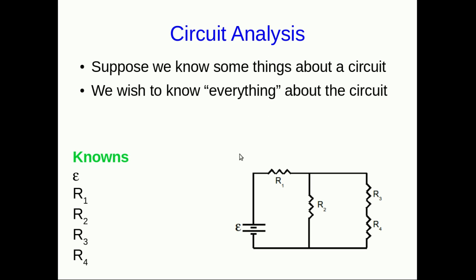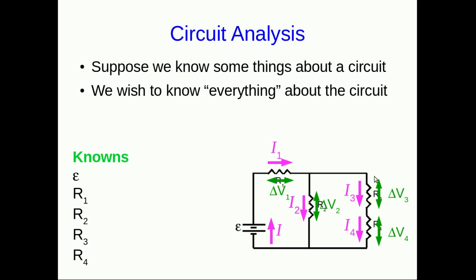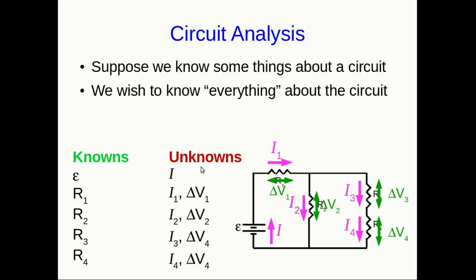And so what that means is, at the moment, we don't know the currents through the resistors. And we know the voltage across the battery, that's what this epsilon means, but we don't know the voltages across any of the resistors. So those are our unknowns. And what we mean by circuit analysis is just the process that takes you from the knowns to the unknowns.